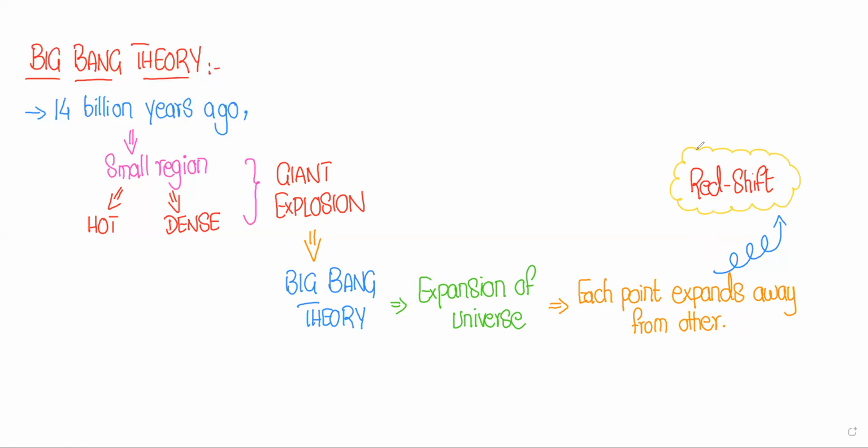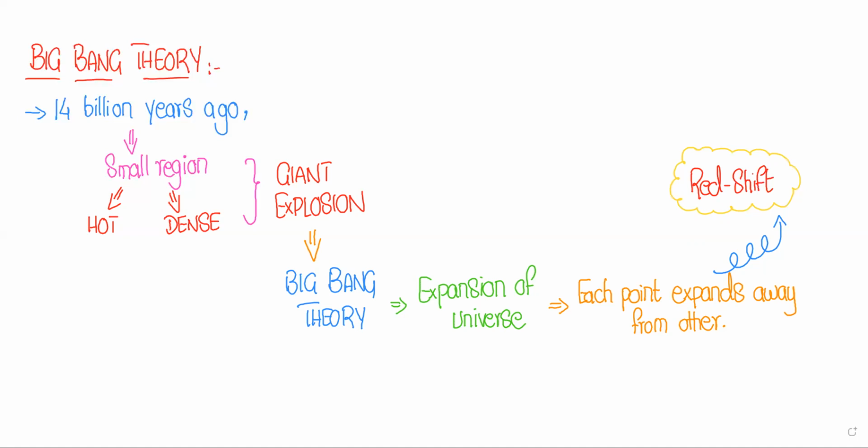And we also discussed it with the concept of the Doppler effect. So that's why the universe starts expanding, or each point starts expanding, and we also get the evidence with reference to the redshift. With the concept of redshift, we can easily explain how the universe will start expanding, right?